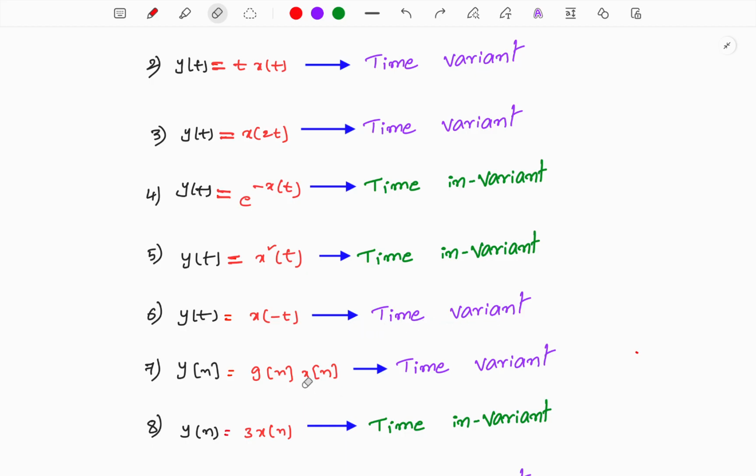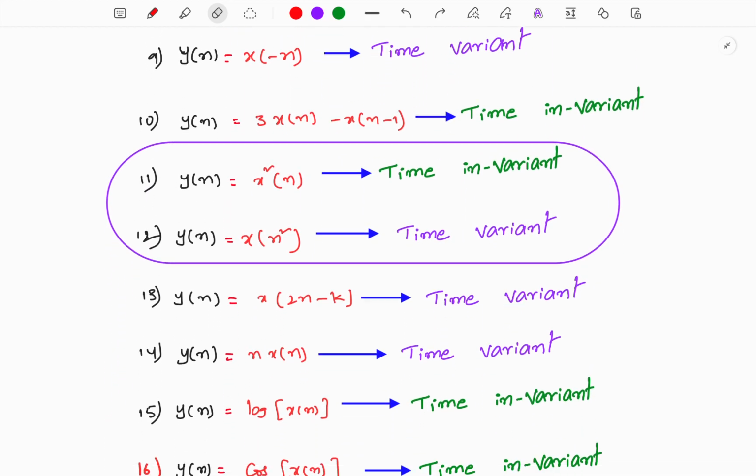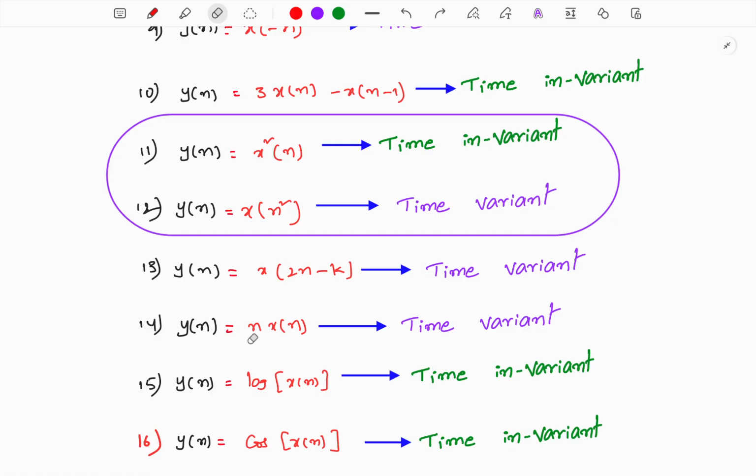Next, any other function of discrete time that is multiplied or involved in the equation, then that system becomes time variant. See the seventh example and similar examples here. In the 14th, n is multiplied, so the system becomes a time variant system.